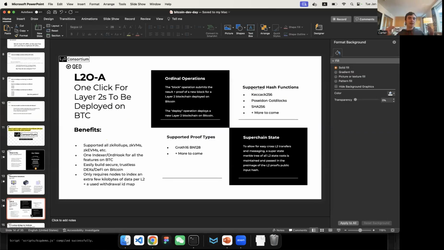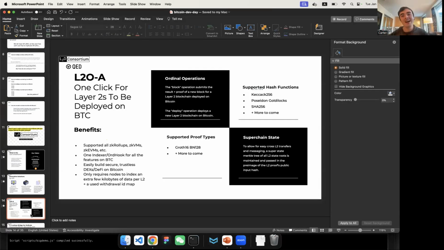But yeah, so it's a very easy, one-click solution for layer 2s, ZK layer 2s only, to be deployed on BTC. We have a couple ordinal operations that accomplish this. So the block operation submits the result of a block proof. The deploy operation deploys a new layer 2 blockchain on Bitcoin. And essentially what you're doing when you do the deploy operation is you specify the verifier data for a zero knowledge circuit. For those that are maybe uninitiated to ZK, please bear with me. We'll be getting to some non-ZK stuff in a little, but I hope we have some ZK folks in the chat.